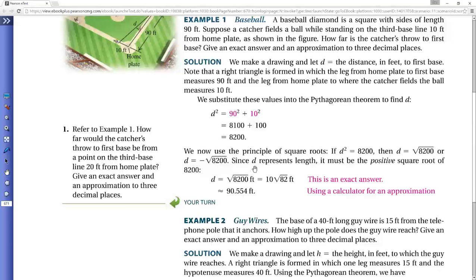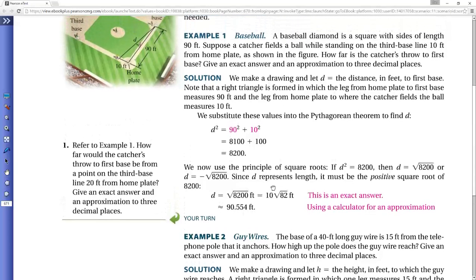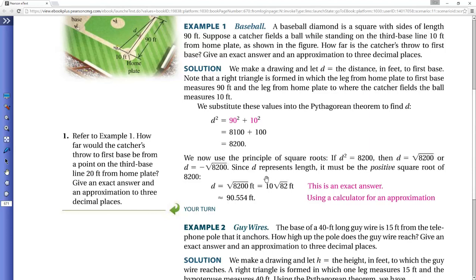Now, when you think about the application that we're dealing with, we're probably only interested in the positive value. There's no negative distance that is going to occur in this real world situation. So the exact answer is to simplify this radical, this square root, which you could do through prime factorization, or you might recognize that this is 82 times 100, and 100 is a perfect square.